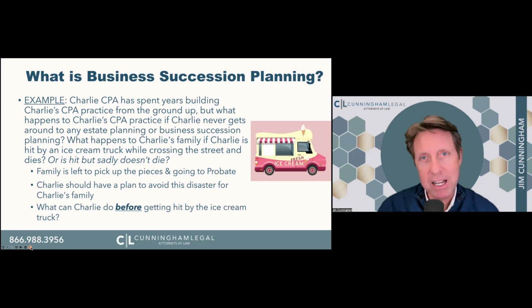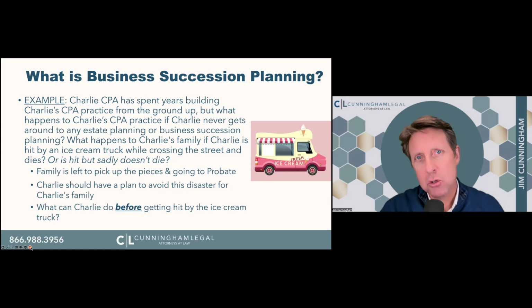But what we're talking about here is if Charlie gets hit by this ice cream truck and dies or doesn't die. That can be a much more significant problem if the person does not pass away, because you have extra issues you have to deal with. The family really is left to pick up the pieces, and it is going to probate court. If you don't have a plan, even if you have a will, at least in California, you're going to probate court if you don't have a living trust in place and a succession plan typically. Charlie should have a plan to avoid these disasters.